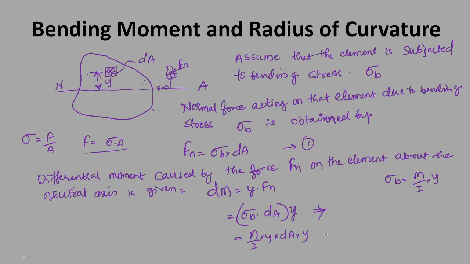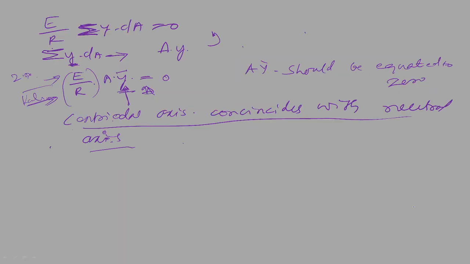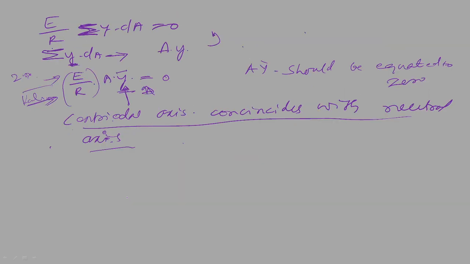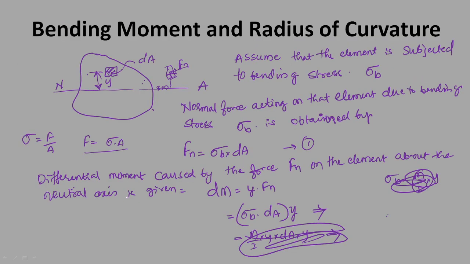Now if you further simplify this one, sorry, it is not M by I, it's wrong. What equation did you get? Let us go back to the previous slide. You got an equation for bending stress sigma b equal to E by R into y. Let us substitute here.